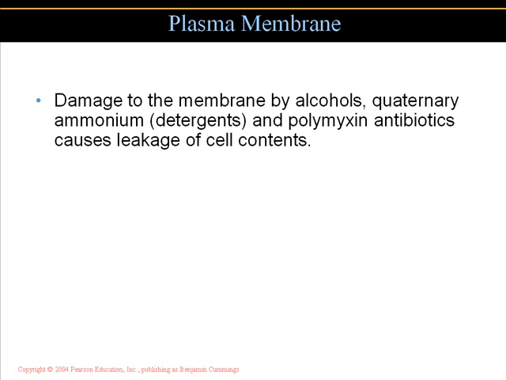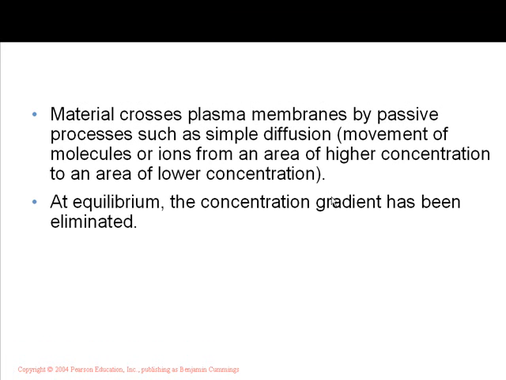Now you may ask, why do we go through all this anatomy of the cell membrane in bacteria? Well, this is one of the reasons why. When we talk about antibiotics later on in the semester, it's important for you to recognize how they work. As you can see, certain antibiotics, such as polymyxin antibiotics, break down the cell membrane and allow leakage of cell contents, obviously changing the environment inside the cell and thus destroying the cell. You can see certain alcohols and ammonia detergents also cause the same phenomenon.